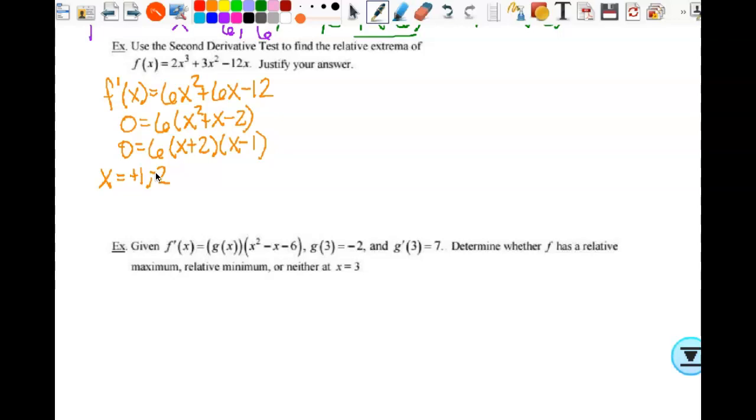All right, are we all good with this? Okay, what do we need to do next? Find the second derivative. Let's go ahead and do that.